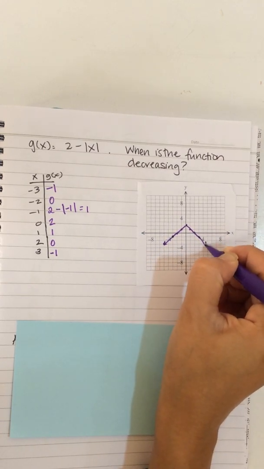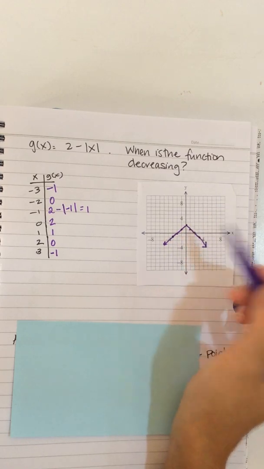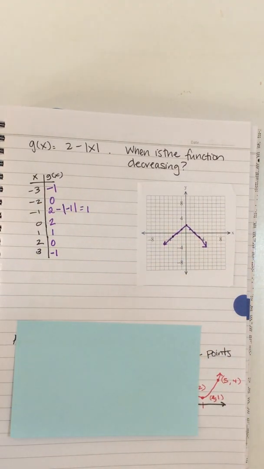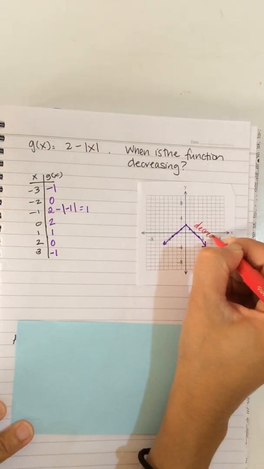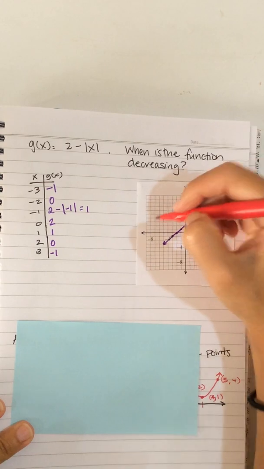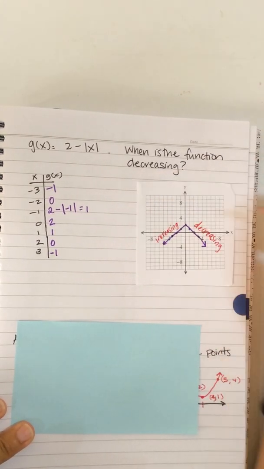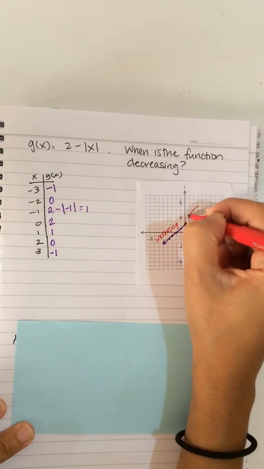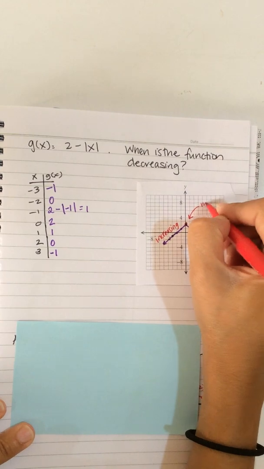If you remember what absolute value functions look like, they have this sharp V, so that matches my intuition. Now if I have to figure out where it is decreasing, we're looking at where the slope is going down. I can quickly label that on the graph. Here, the function is decreasing, which means on this side, the function is increasing. This is just to remember those vocabulary words. This point right here, 0, 2, is the maximum.